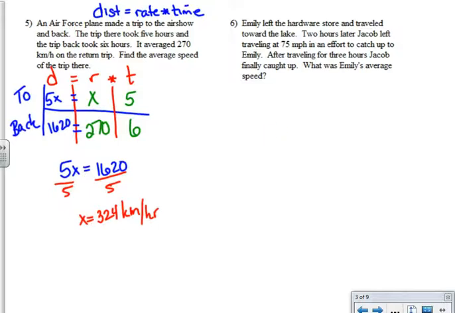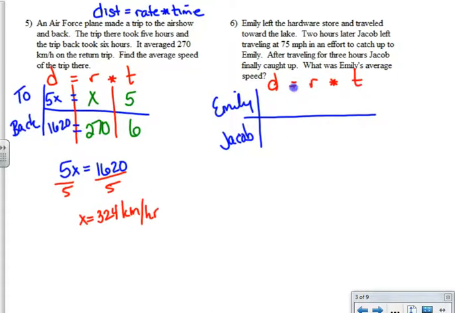Let's look at the next one together, at least the setup. So we've got Emily and we've got Jacob. Emily and Jacob. And same headings, distance equals rate times time. That gives us our chart.